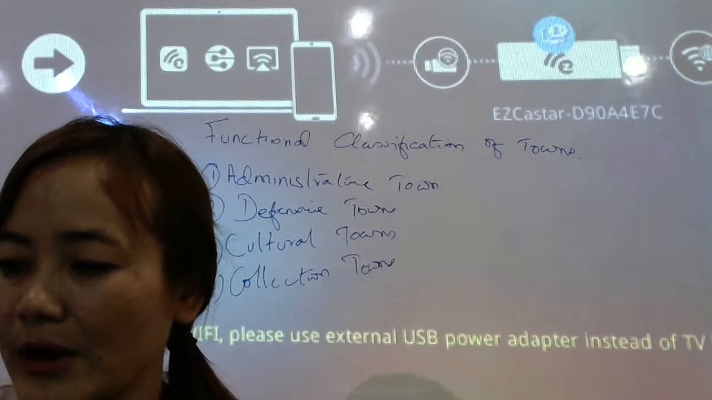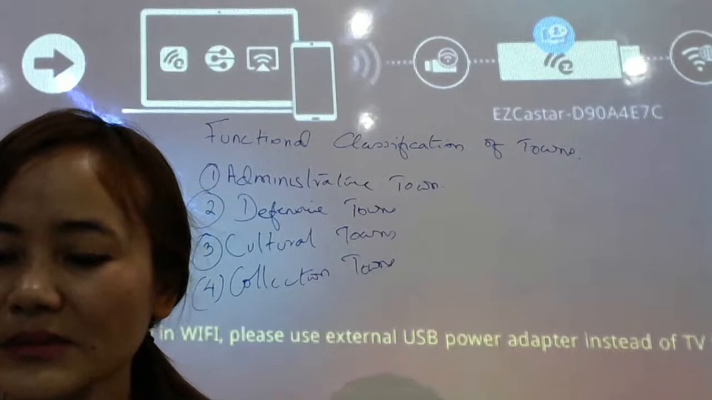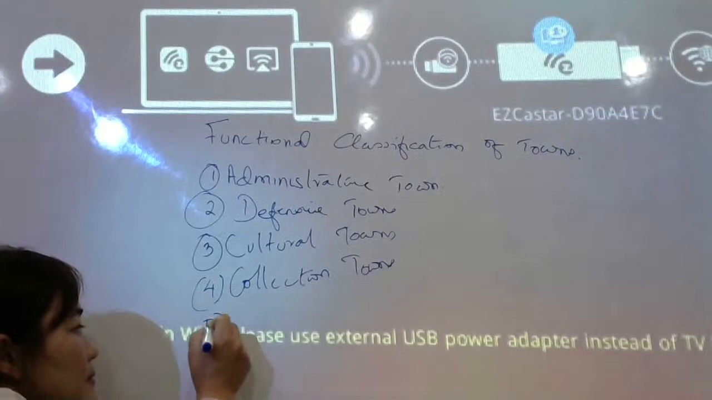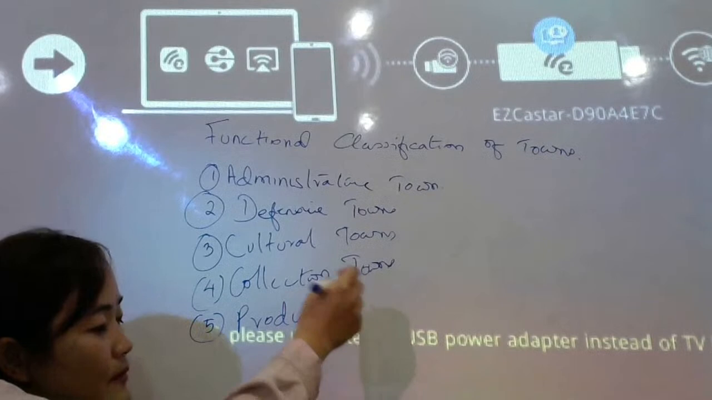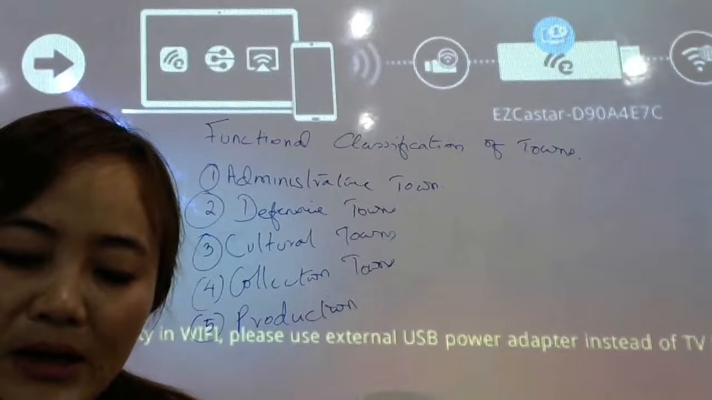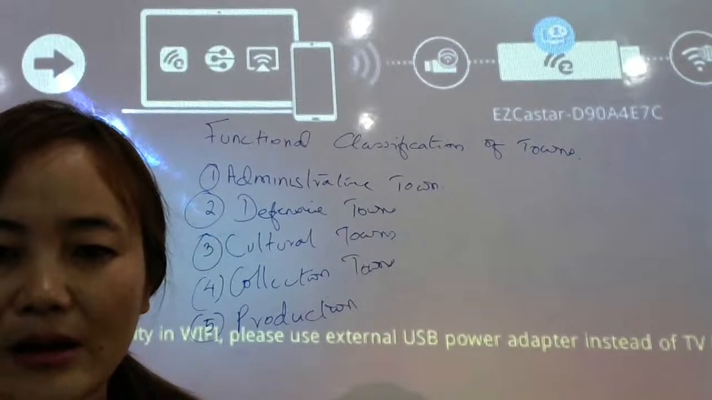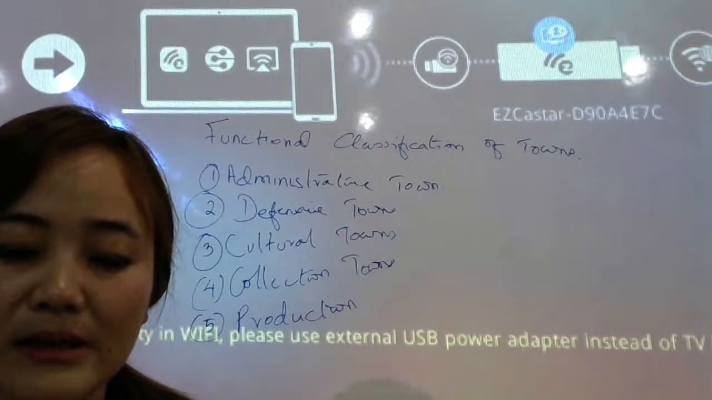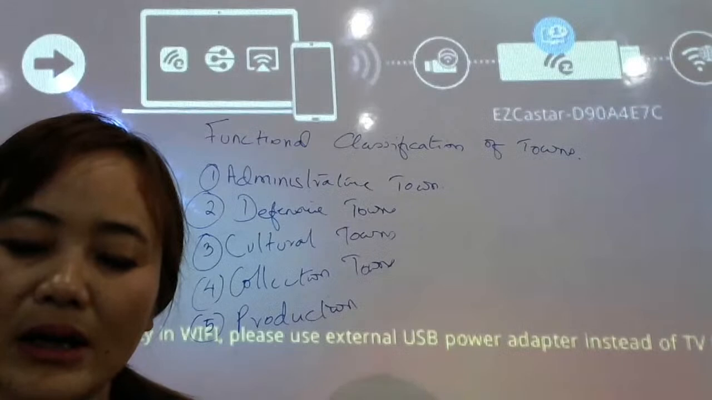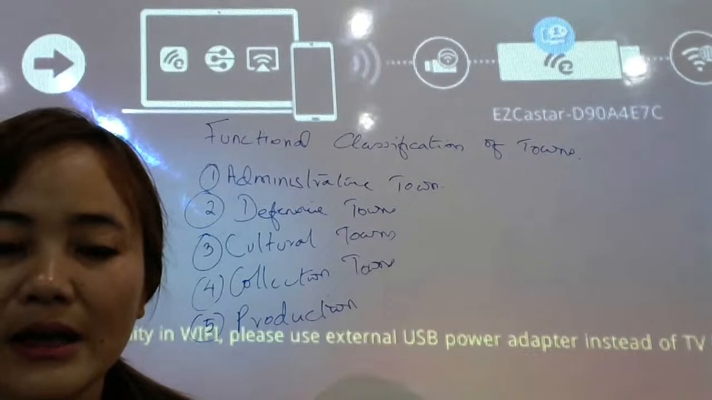So the fifth type of town is the production center. Production centers or towns are those towns where manufacturing industry is the main function. The main function of production centers is manufacturing. The size of the production center may vary, and their appearance is also affected by the types of industries.